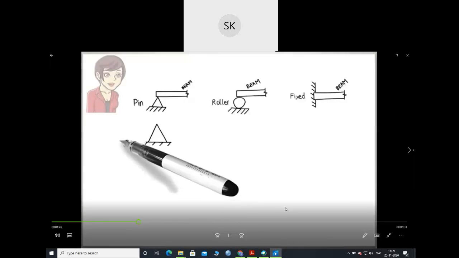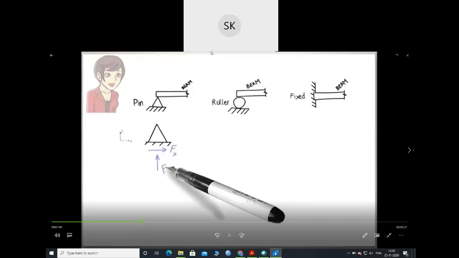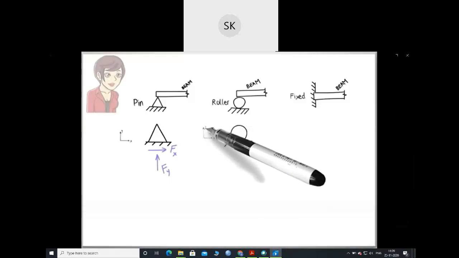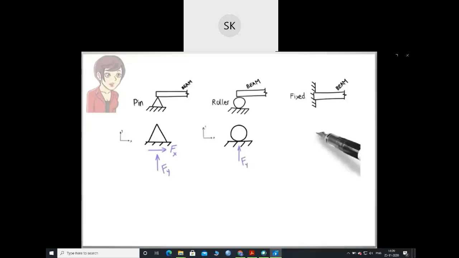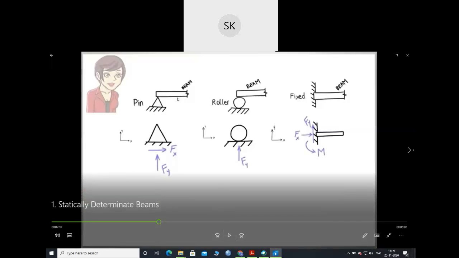Forces associated with a pin support: a force in the x direction and one in the y direction. A roller support provides one reaction force only. Here, the force is perpendicular to the support surface. A fixed support has three reactions: a force in the x direction, a force in the y direction, and a bending moment about the z-axis.